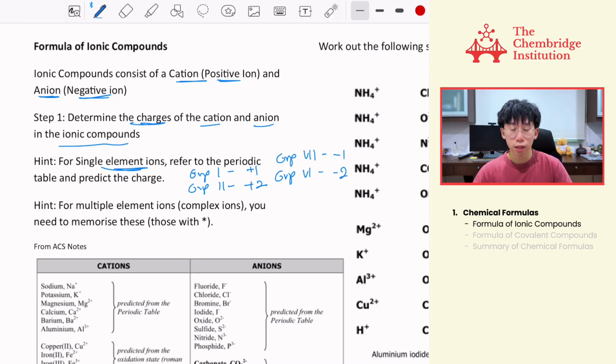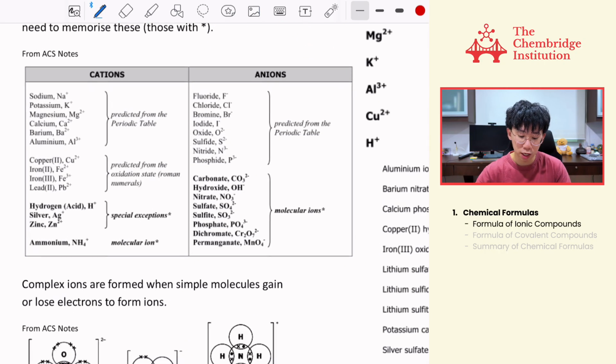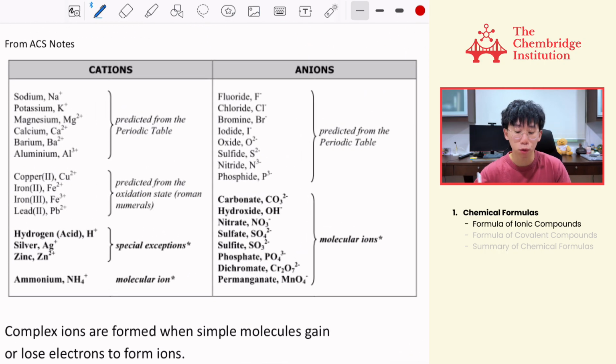of an ion. Then after that, if you have a complex ion, which is an ion with multiple elements, you need to go and memorize them. Here I have a table which lists down those in asterisks. Those you especially have to memorize. From here you can see there are some that you can predict from the periodic table, where you predict from the group number. For example, sodium is a +1 charge because it's in group 1. And there's many more that you can also predict as well.